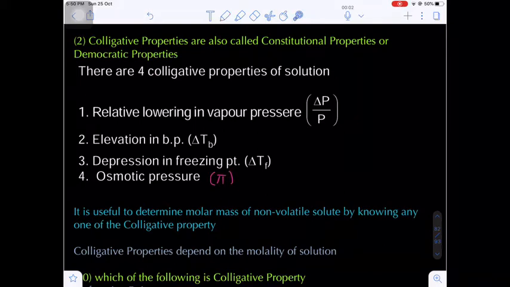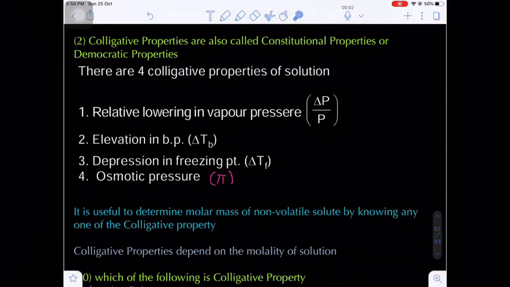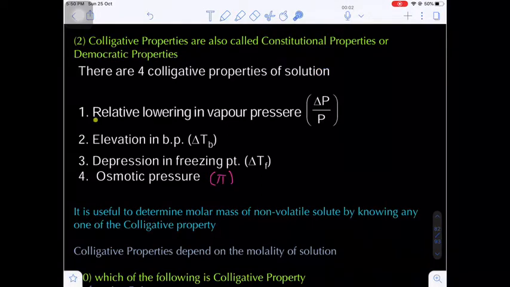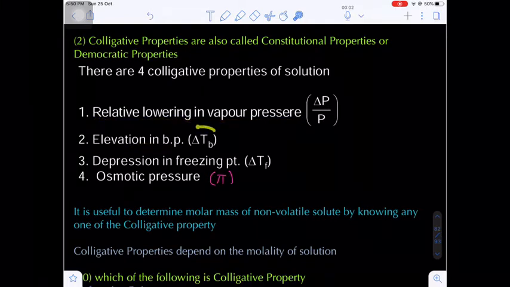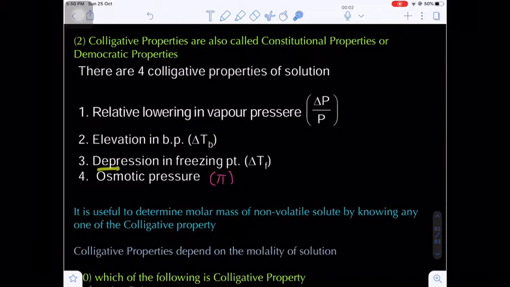So once again I am repeating, how many total colligative properties? 4. What are those? Number 1, relative lowering of vapor pressure. Number 2, elevation in the boiling point, that will be delta TB. Number 3, depression in the freezing point, that is delta TF. And the last, fourth one will be the osmotic pressure, that is pi.